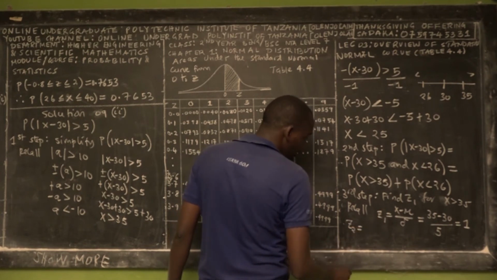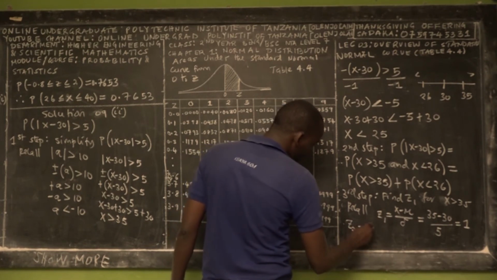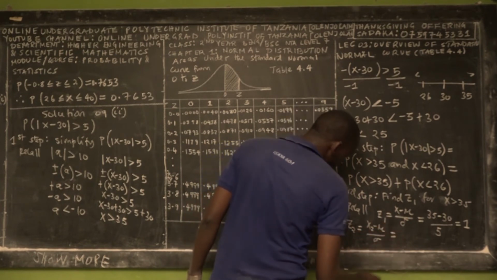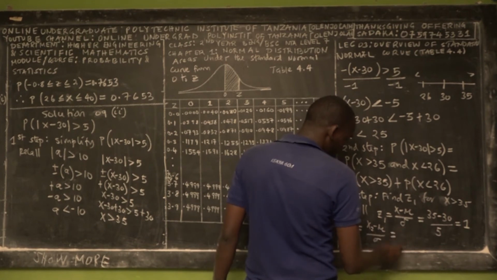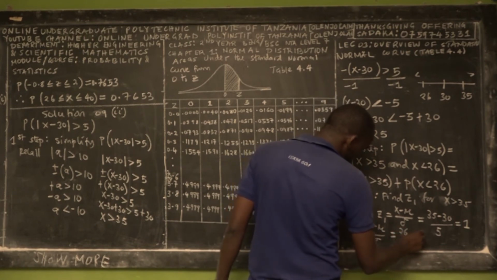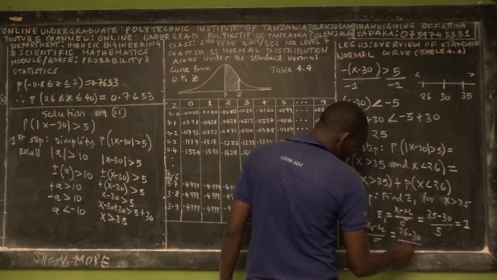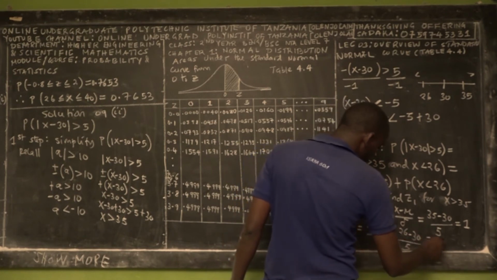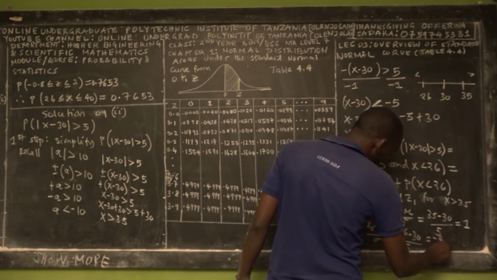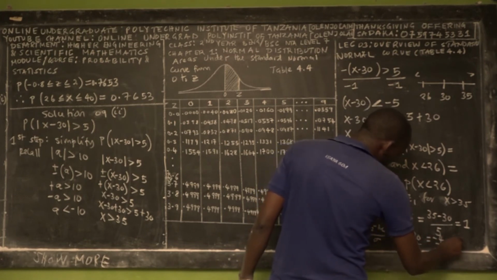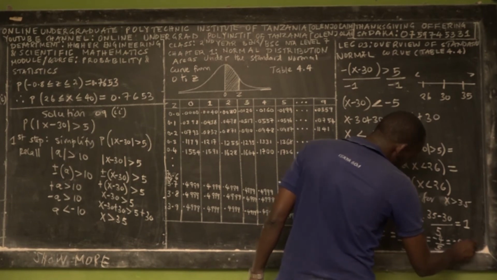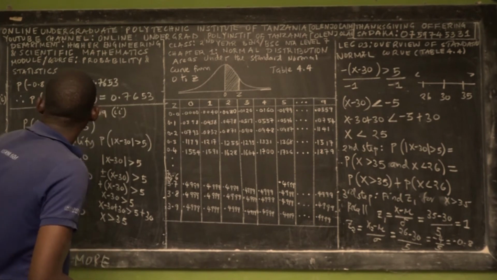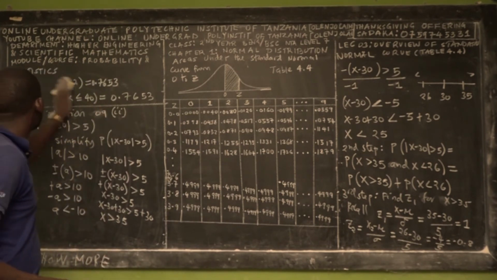Then for Z2, we have x2 minus the mean over the standard deviation. So x2 is 26 minus 30 over 5. The response is negative 4 over 5, so this is negative 0.8. So we have our corresponding values of Z.